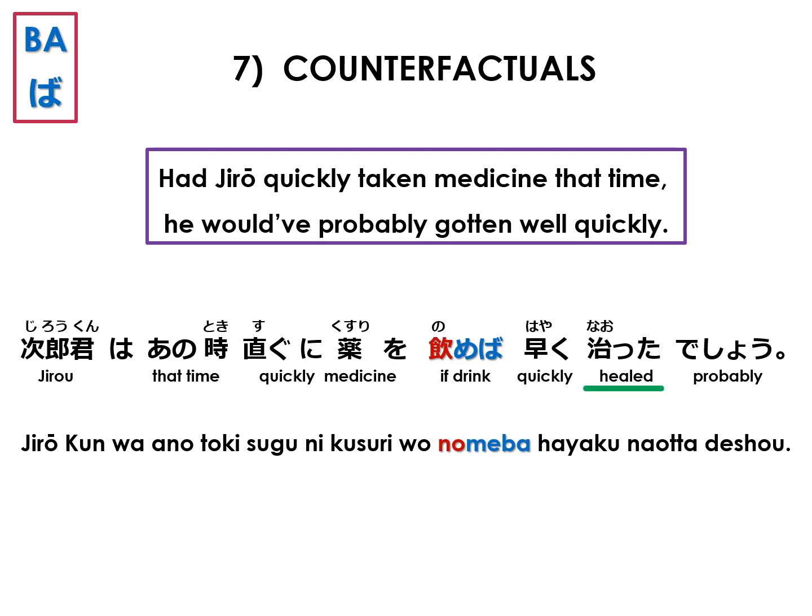Our verb to heal is in the past tense, naotta, healed, and we add an expression at the end that reinforces the fact it didn't happen. Say that of probability, deshou, probably, or noni, although. We will take up these expressions in a future lesson.